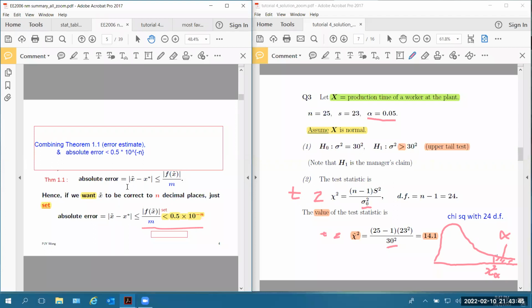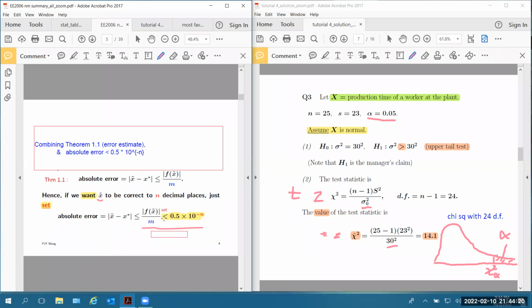So now this is your approximate root. Now, this one is actually imposed by the question. Usually they will say, I want your approximate root to be correct to a certain number of decimal places. So in this case, how do you make sure? What we do here is, this part is our theorem: absolute error less than or equal to f(x tilde) divided by m.